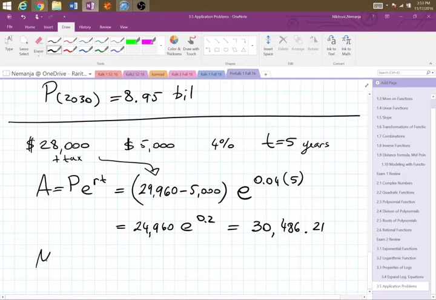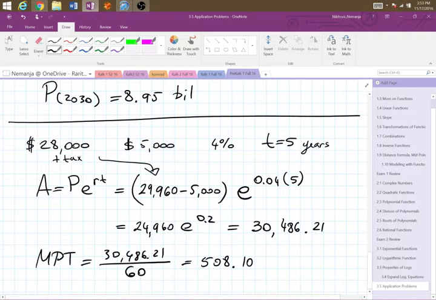Now for the monthly payment we take the number 30,486 and 21 cents and divide it, because it's 5 years, into 60 payments. And we get 508.10. So $508. Now this is the worst case scenario, because compounding is done all the time. This is called continuous compounding, which means that the interest rate is computed at all times since you take the loan throughout the 5 years.